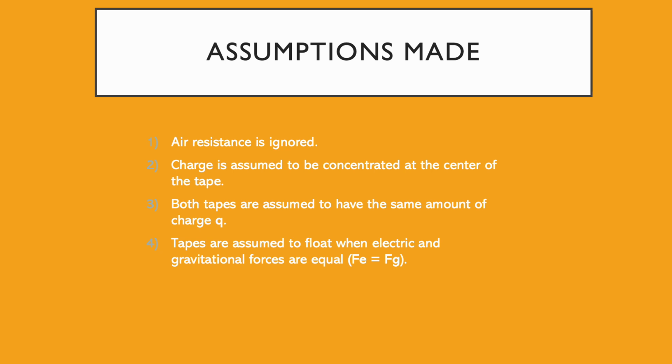Now, some of the assumptions that I made. There were several assumptions. One was that air resistance was ignored. Then each tape was treated as if the charge on it was concentrated in the center, like a point charge. Both tapes were assumed to carry equal charges. I also assumed the equilibrium occurs when electric repulsion exactly cancels out the weight of the upper tape. Basically, these assumptions allowed me to apply basic physics equations to more complex real world situations.